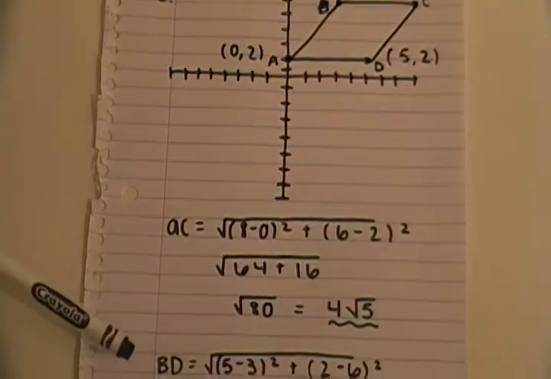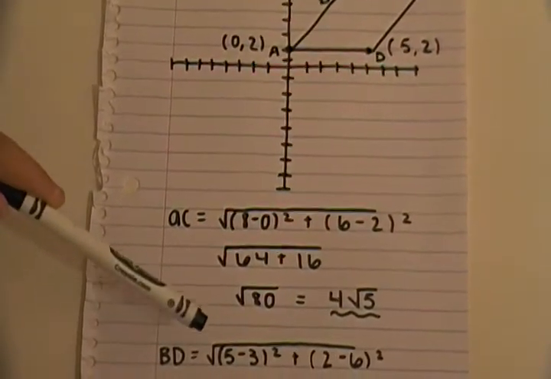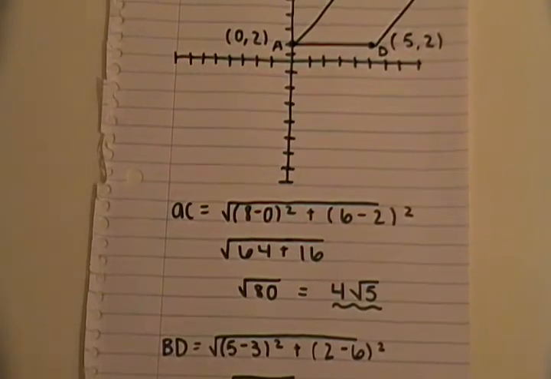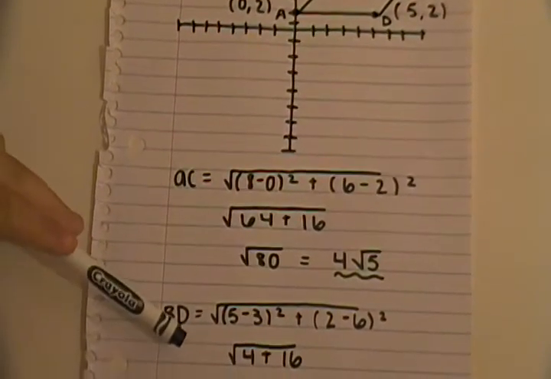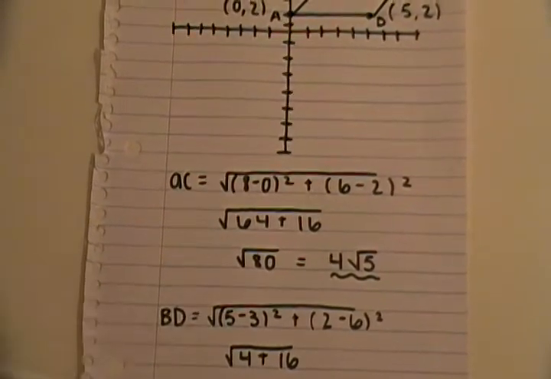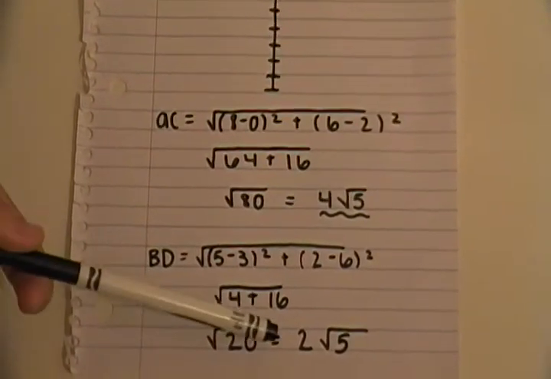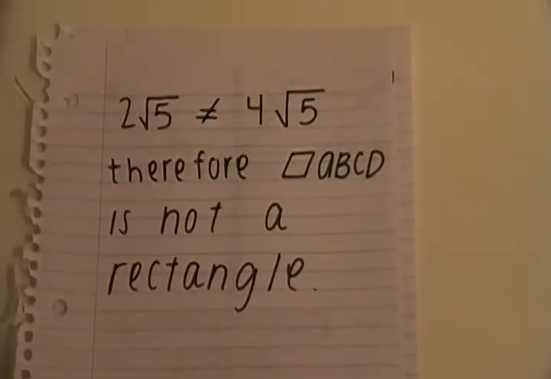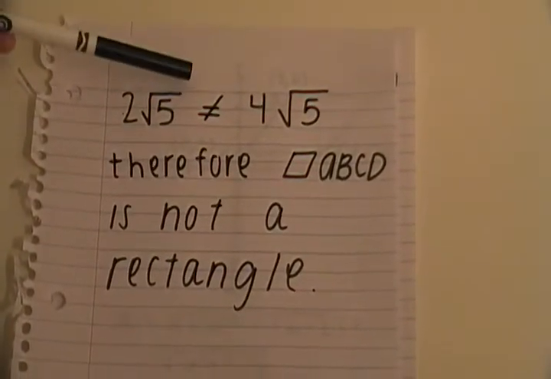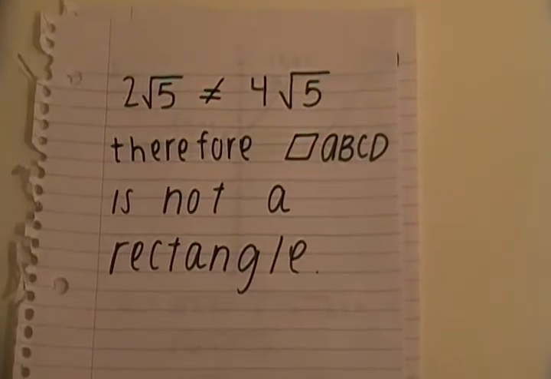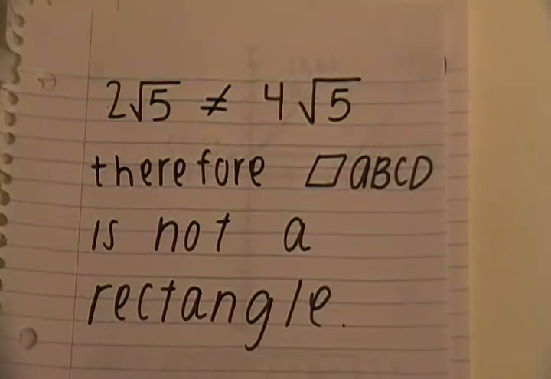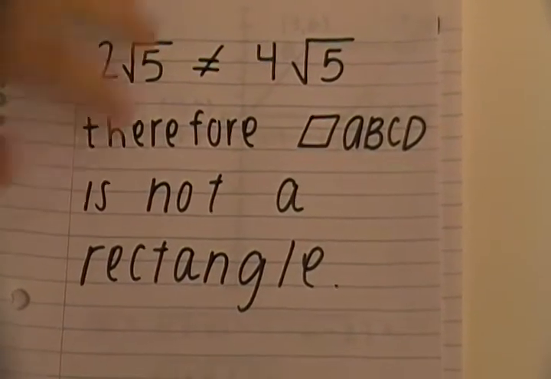So then we're going to do BD. BD equals radical 5 minus 3 squared plus 2 minus 6 squared. So then you get radical 4 plus 16, and that equals radical 20. When you simplify, it equals 2 radical 5. So 2 radical 5 isn't equal to 4 radical 5. Therefore, parallelogram ABCD is not a rectangle because the diagonals are not congruent.